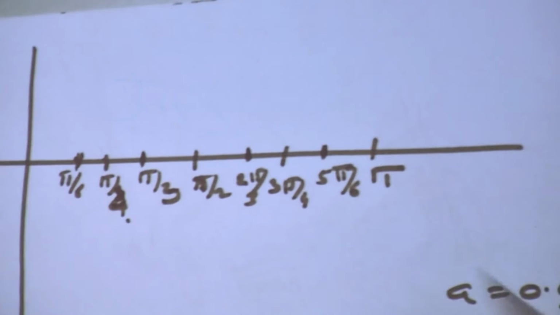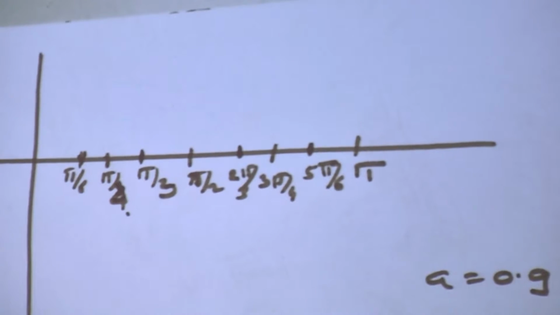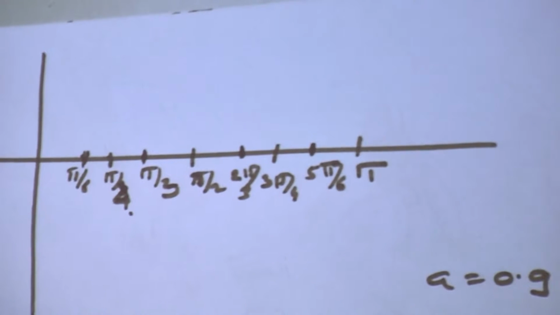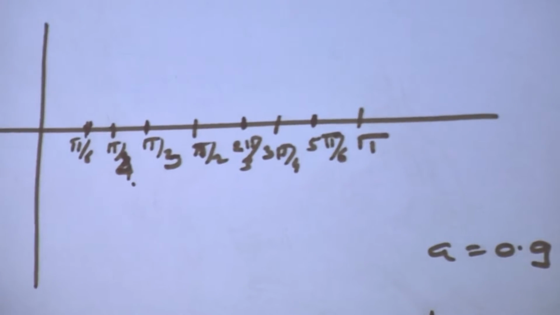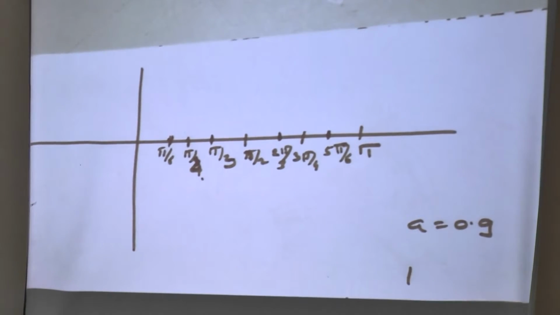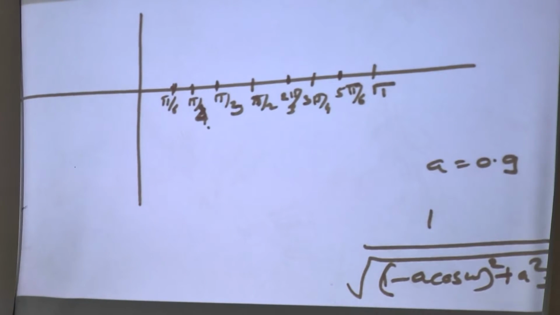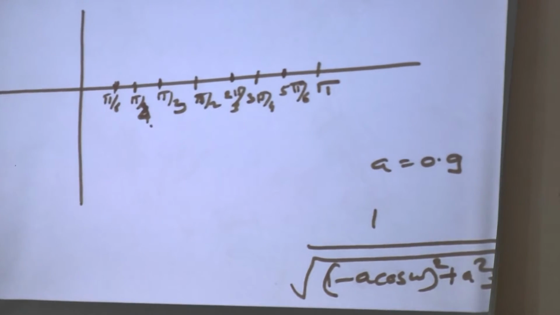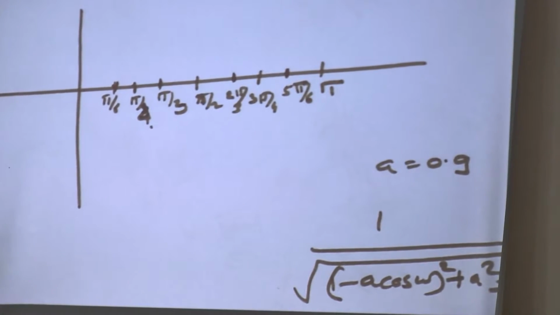So, at pi, what is the value? 1 divided by square root of (1 minus a cos omega) square plus a square sin square omega. At omega equal to pi, sin omega is 0. Let us start with omega equal to 0. So, what is the value? It is 1 by 1 minus a e to the power minus j omega. The 0 and pi values can be easily found out from this expression itself.